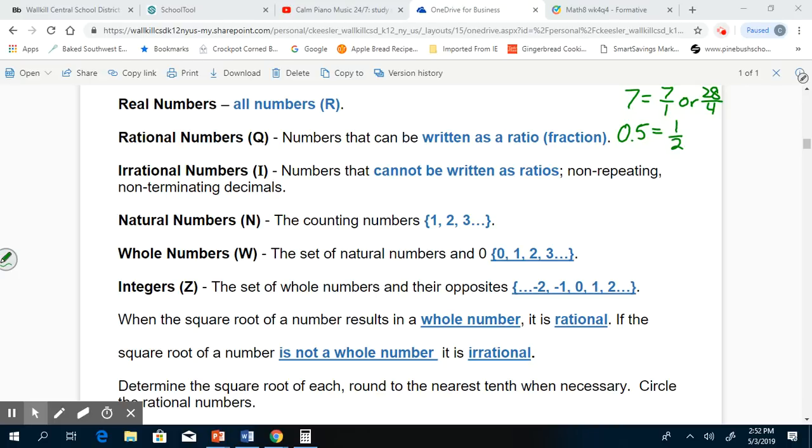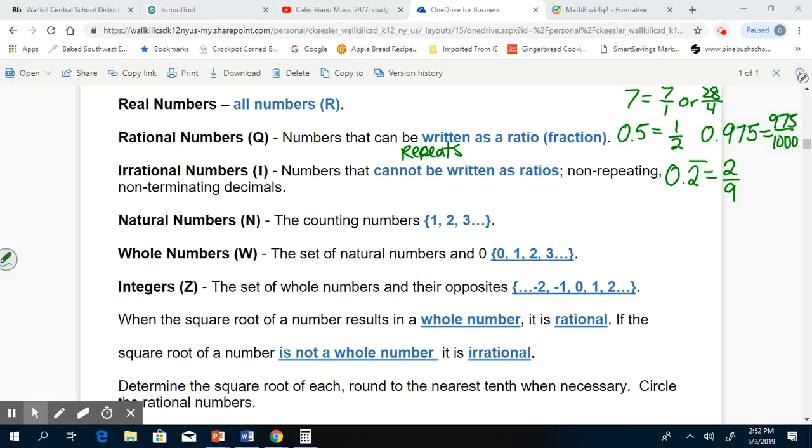A decimal like 0.975 is rational because we can write it as 975/1000. And any number that repeats is also rational because those can be turned into fractions as well. So any number that repeats actually can be put over a denominator of 9 or 99 or 999. So for example, if you have 0.2 repeating, that's equivalent to 2/9.